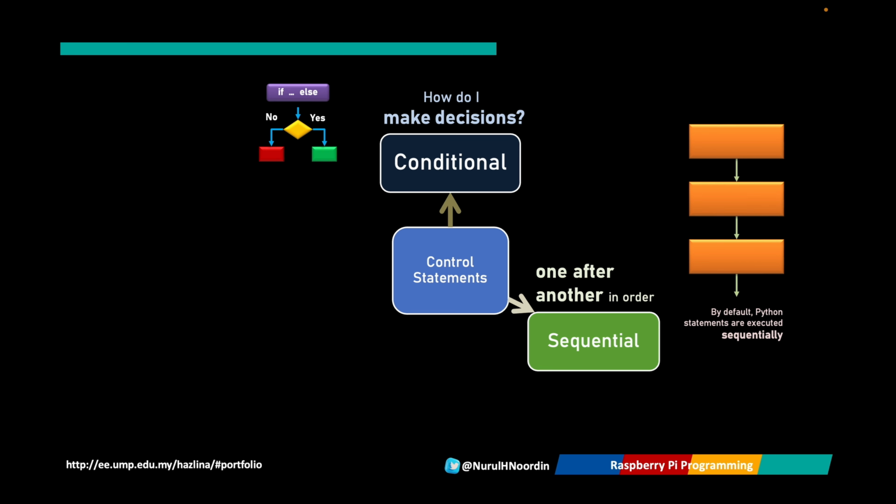The second type is conditional statements, such as if-else, which allow decision-making within a program. This is where the program checks a condition before executing specific instructions. For example, if a button is pressed, turn on an LED, otherwise keep it off. Conditional logic is widely used in real-world applications, such as security systems, smart home automations, and sensor-driven responses, where actions depend on certain conditions being met.